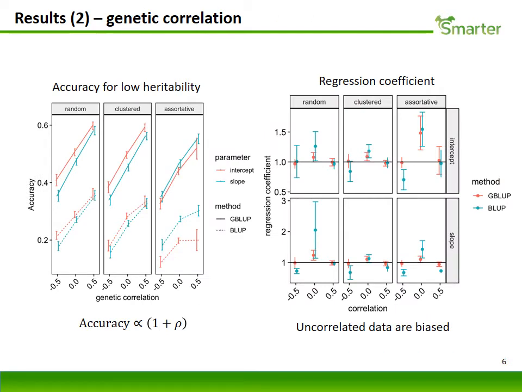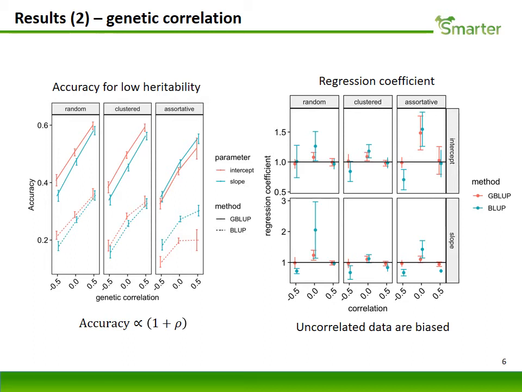So the second question we wanted to answer was the effect of genetic correlation on the accuracy and bias of estimated breeding values. So here on the left figure, you can see the accuracy of the parameters with different colors that are estimated with gblob, solid line, and blob, the dashed line, for different scenarios. And you can see that the relationship is direct and almost linear, in fact. As the genetic correlation increases, the accuracy of the estimated breeding values increases.